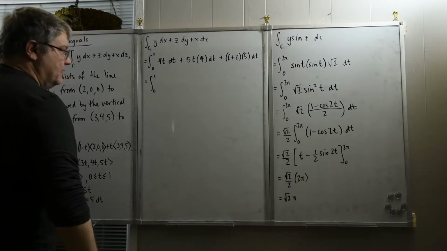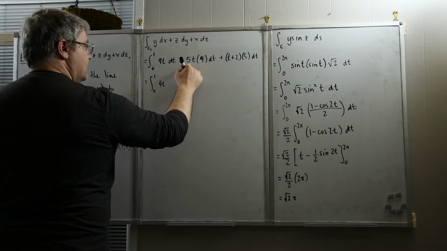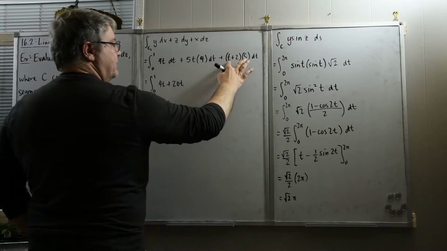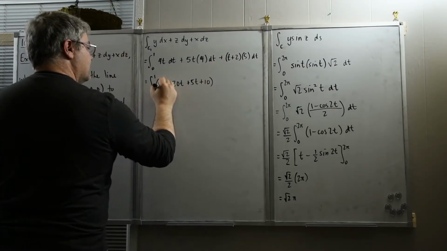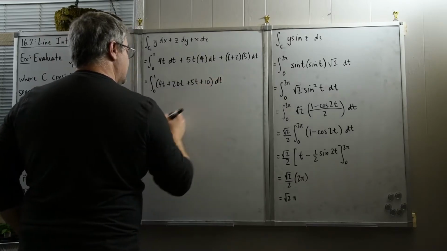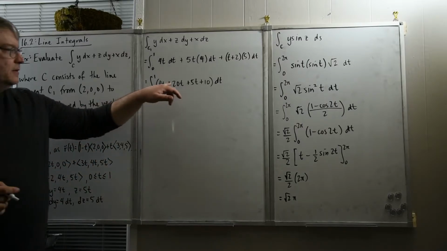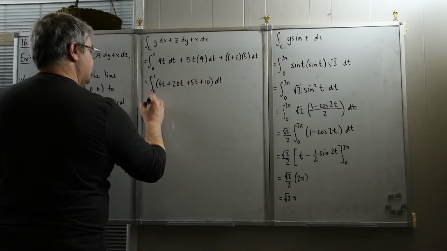And so if you think about what all is going on here, you've got a 4t, and you've got a 5t times 4, which gives you 20t. You have a 5t plus 10 here. And you'll notice you have some like terms. So 4t plus 20t plus 5t is going to give you a 29t, so a 29t plus 10.